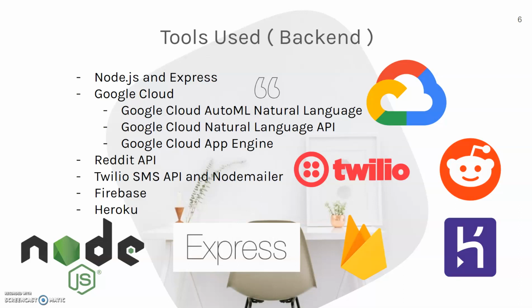So some of the tools we use on the back end are Node.js and Express for our servers. We use Google Cloud for our machine learning models and for DevOps. We use the Reddit API to train one of the machine learning models. We use Twilio SMS API and NodeMailer for email and text notifications. And we use Firebase for our database and Heroku for deploying another server.